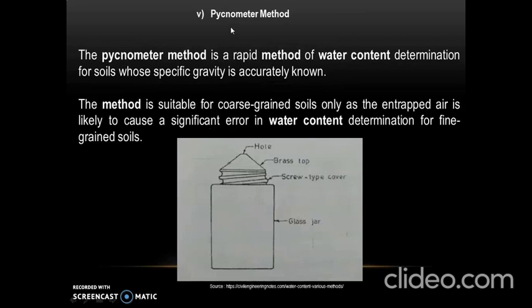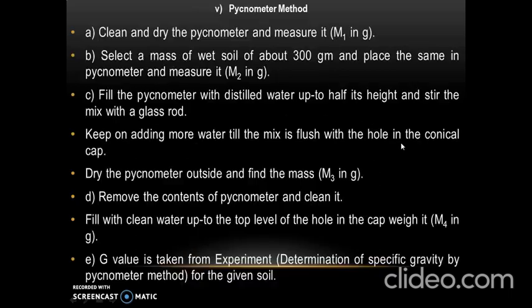The fifth one is the pycnometer method, which is also a rapid method of water content determination of soil whose specific gravity G is accurately known. This method is usually suitable for coarse grained soil, as the entrapped air is likely to cause a significant error in the determination of water content for fine grained soils. To begin with, the pycnometer has to be clean and dry, and its mass will be noted down as M1, in terms of grams.